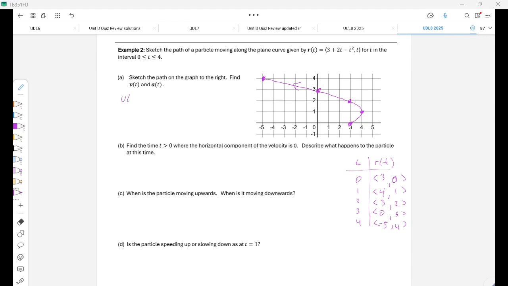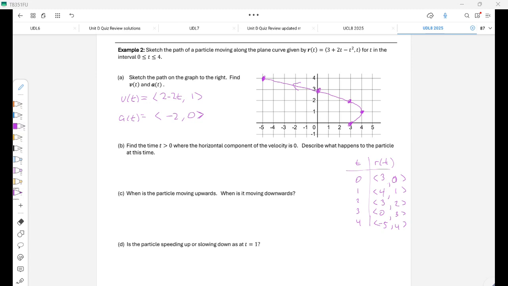Those things are really easy to do, especially with polynomials. We just have 2 minus 2t, comma 1, and negative 2, comma 0. Agree? Yeah. Cool. All right. And I think I've done everything they've asked me to do there, right? Find the time t when the horizontal component of the velocity is 0. Describe what happens to the particle at this time.